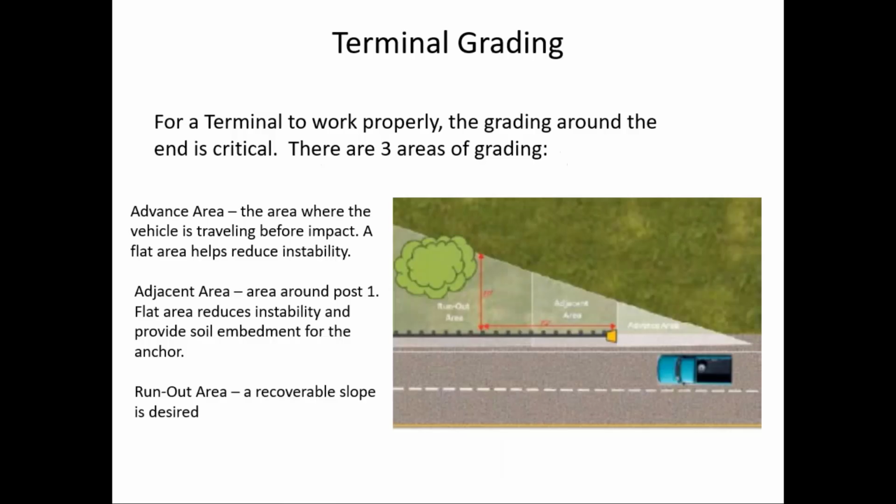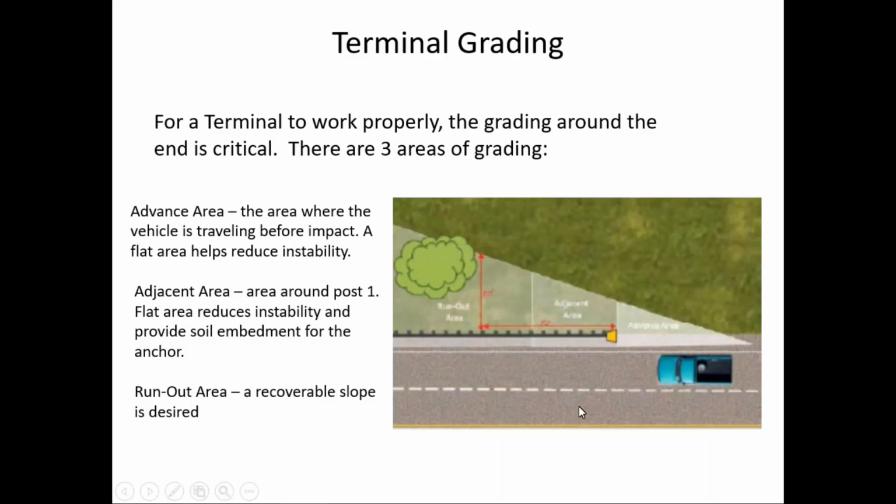Another issue is grading of the terminal area, which is critical. And this slide tries to show there are really three areas of grading. There's the advance area here, where the vehicle is traveling before impact, and that should be relatively flat to reduce instability. Then you have the adjacent area, as it's called, which is the area around post 1. Again, it reduces instability and provides some soil embedment for the anchor. And then beyond that is the runout area, as it's called, which is a recoverable slope.